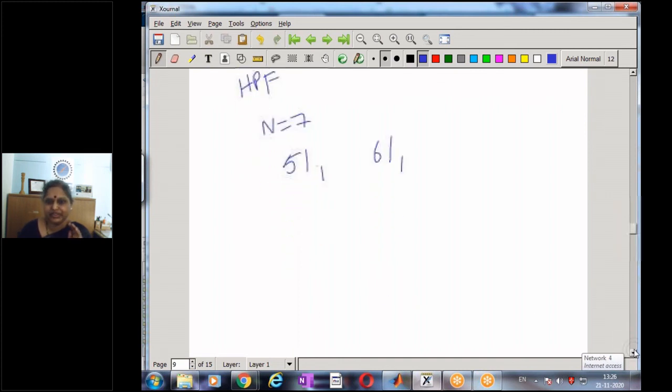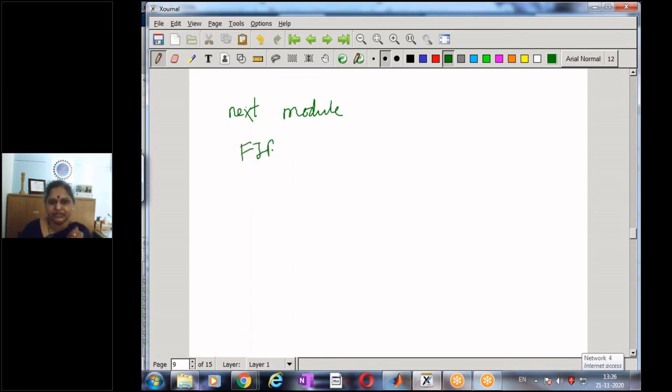In the next module, we shall see another method of designing FIR filters, and that is the frequency sampling method. The frequency sampling method overcomes a drawback that is present in the window method.